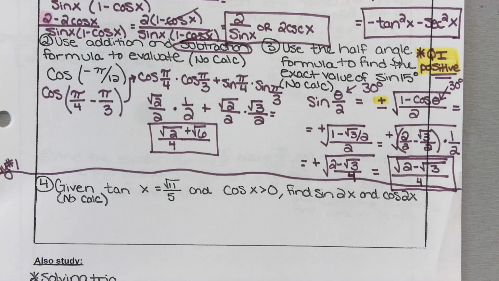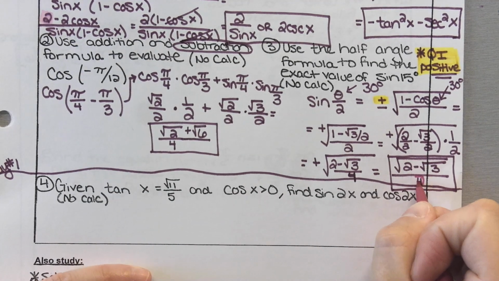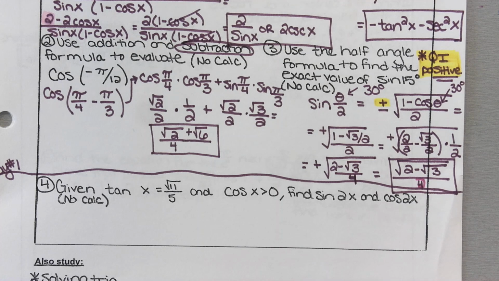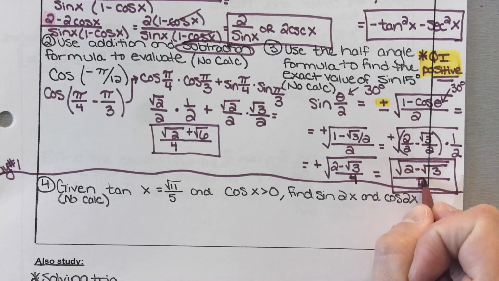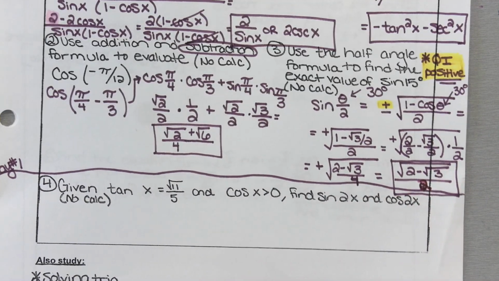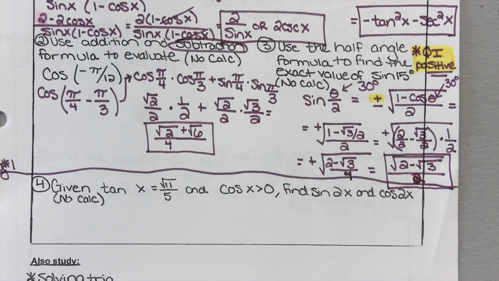This should be a 2 in the bottom, by the way. This should be a 2. Oh, let me see. Where's my dark marker so I can make it the same color? I don't know where it went. I think it's this one. This should be a 2 in the bottom right here.